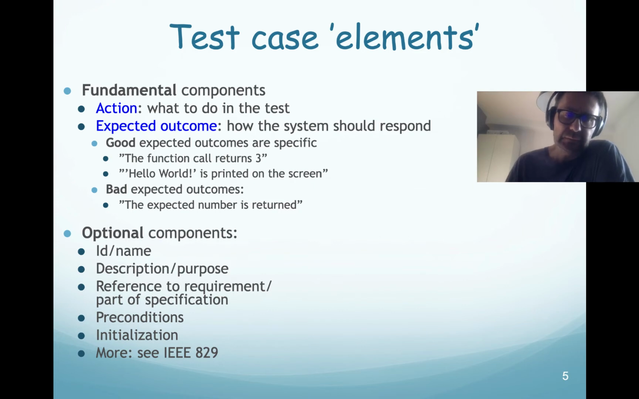Bad expected outcomes. This is when you write an expected outcome that is unclear, right? So if in a manually written test case you say that the expected number should be returned, but you don't say what the expected number is, it's not very useful for testing, right? But expected outcomes can also be exceptions being raised and so on. So it doesn't have to be very precise, like this is exactly the value you should get back.